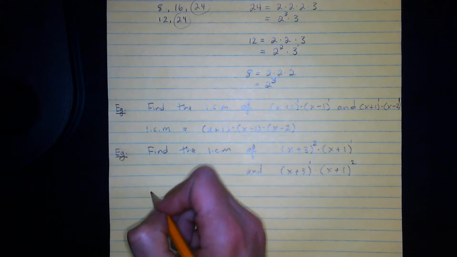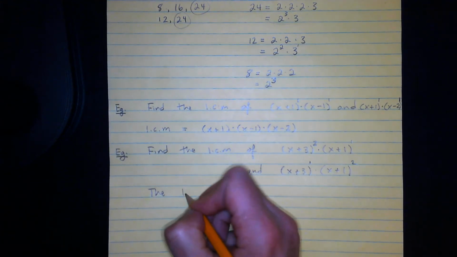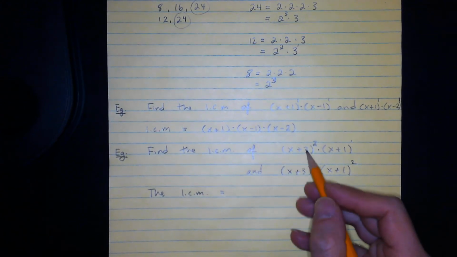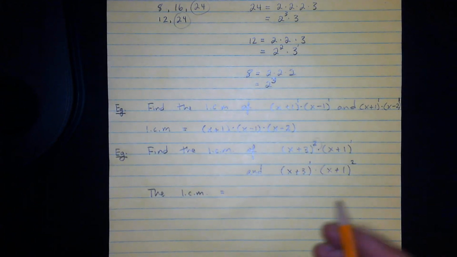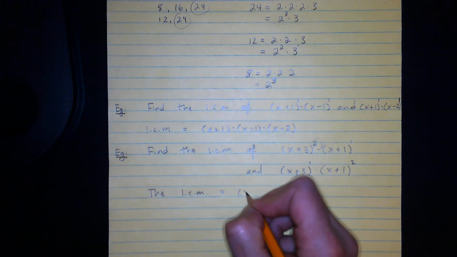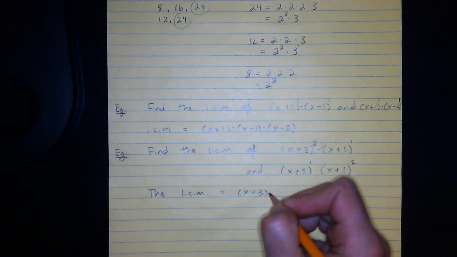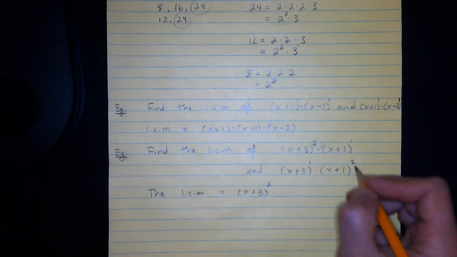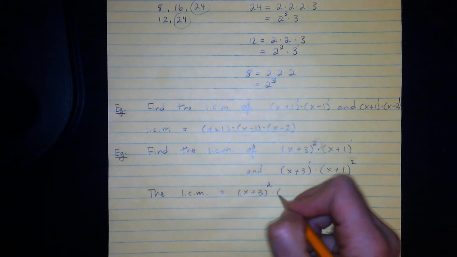So therefore, the LCM is equal to, well, I compare the x plus 3's. This one is the highest power of x plus 3, so I should include that. And then I compare the x plus 1's, and I see that this one has an x plus 1 squared, so I should include that.